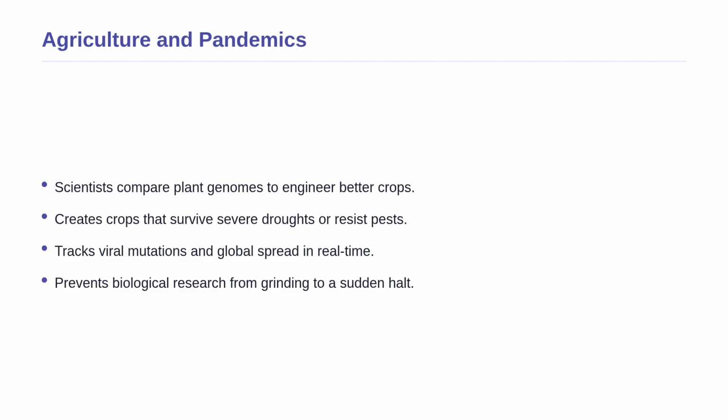Beyond personalized medicine, this field has a profound impact on our food and global health. In agriculture, scientists use bioinformatics to compare the genomes of different plants. By doing this, they can engineer crops that can survive severe droughts or resist devastating pests, which is crucial for feeding a growing planet. Furthermore, during global pandemics, bioinformatics is exactly what allows researchers to track how a virus mutates and spreads across the globe in real time. Without these computational tools, the mountains of data generated by modern sequencing machines would be completely useless.